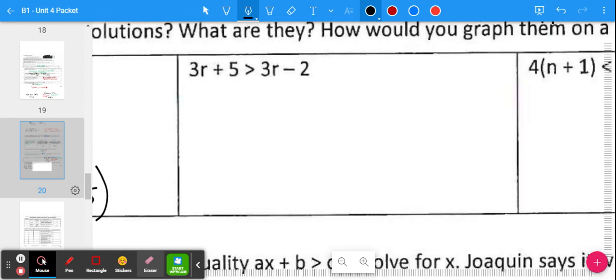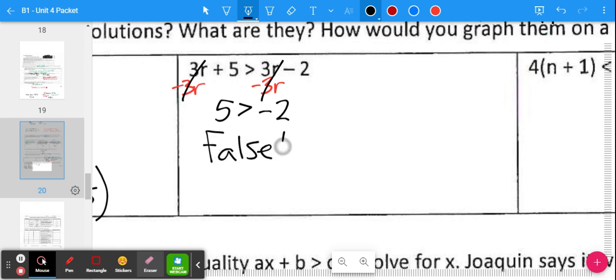So on the second one, when we subtract 3r from both sides to get all of our variables on one side of the inequality, we end up with 5 is greater than negative 2. Because that's a false statement, it's no solution.